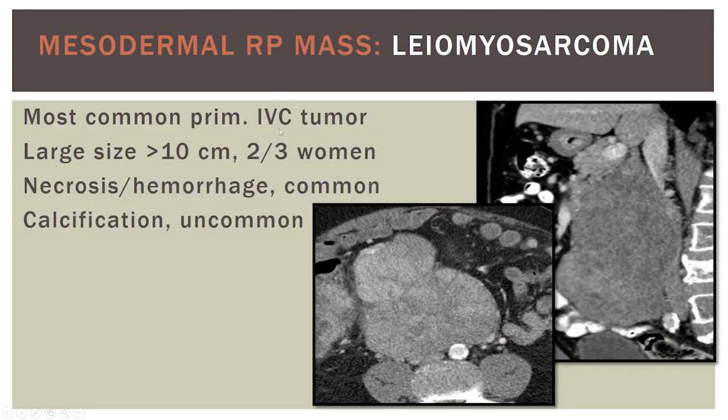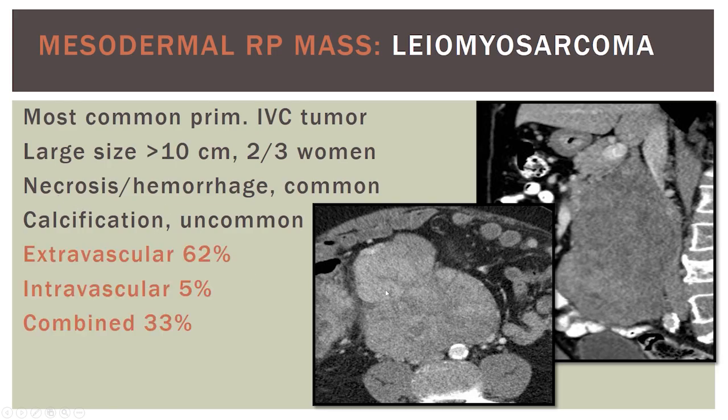Leiomyosarcomas are primary IVC tumors. They're very large, more common in females. They can have necrosis and hemorrhage. Calcification is very uncommon in these. Most commonly, they're extravascular tumors, like being outside the IVC.